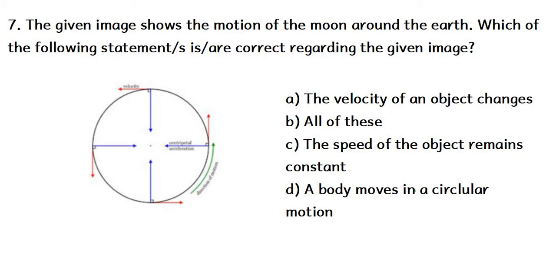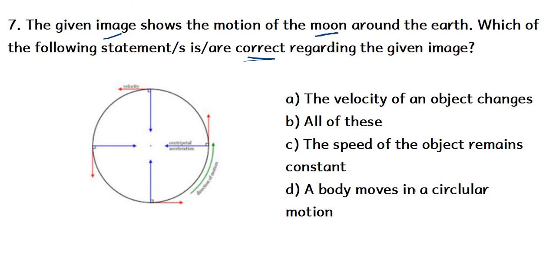Now in this question, image shows the motion of a moon around the earth. Which of the following statements is correct regarding the given image? So see students, the image is showing over there in which it says it is a motion of moon around the earth.